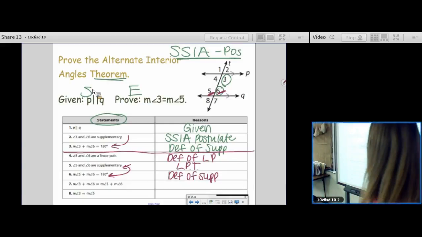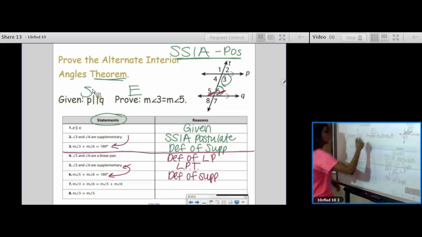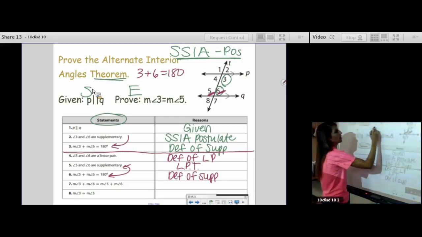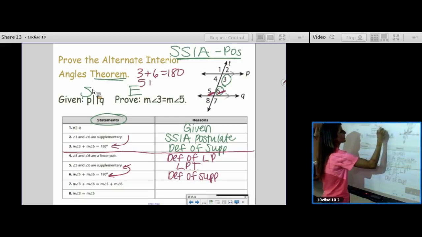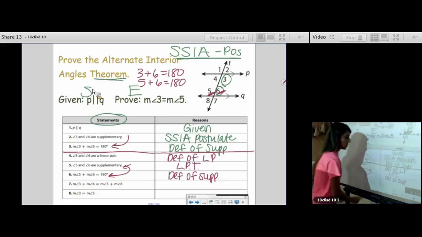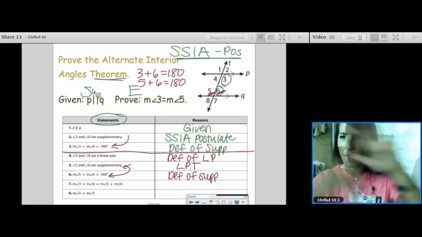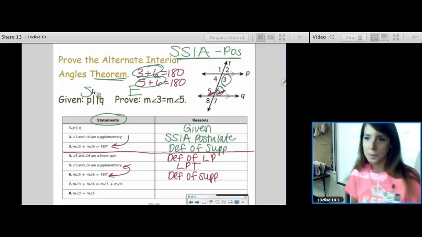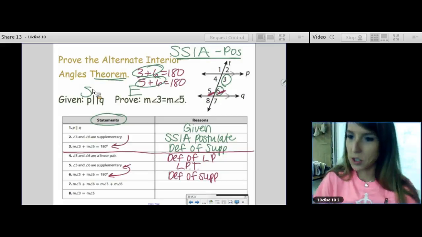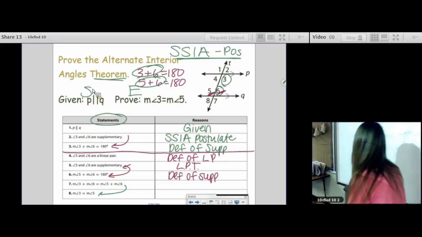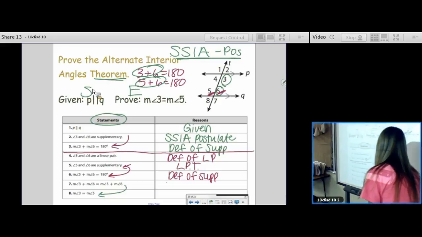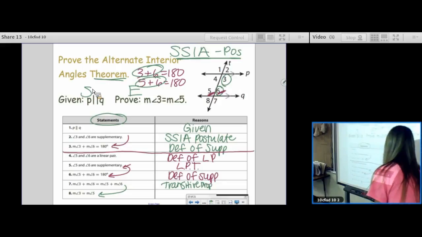Okay, so now I have that 3 and 6 add up to 180, and I have that 5 and 6 add up to 180. So do you agree if 3 and 6 add up to 180, and if 5 and 6 add up to 180, then this one should equal this one, because 180 equals 180. That's what we're trying to say from here to here. So on this one, I'm open. You can use transitive property. Remember that weird one from last time?